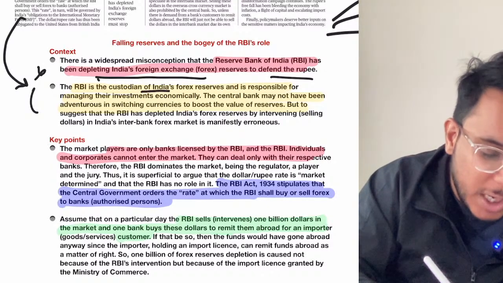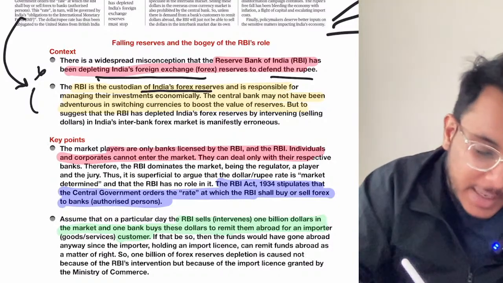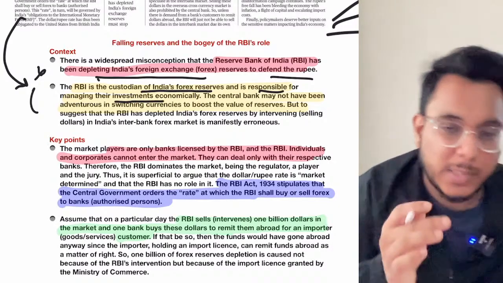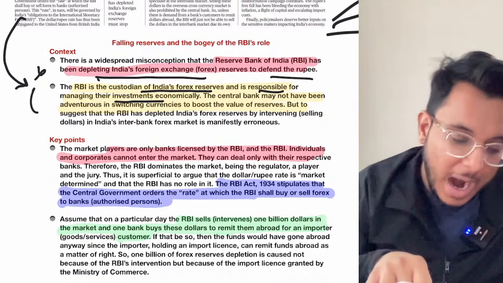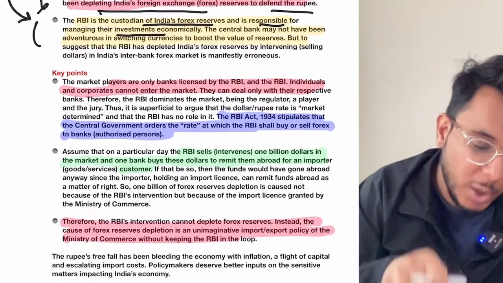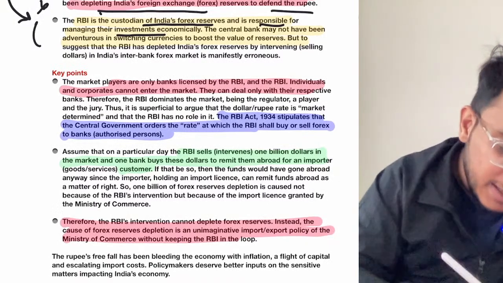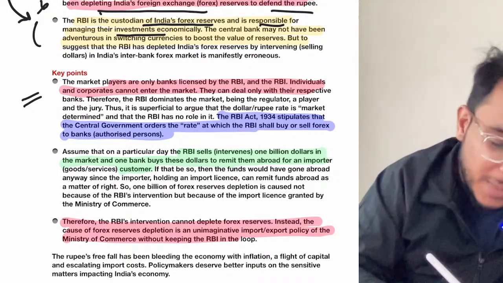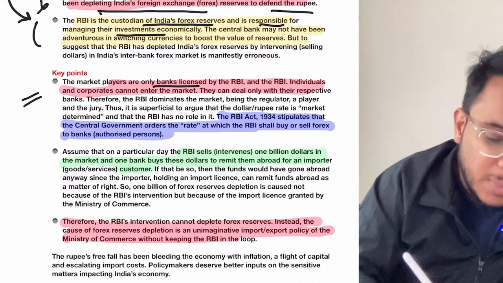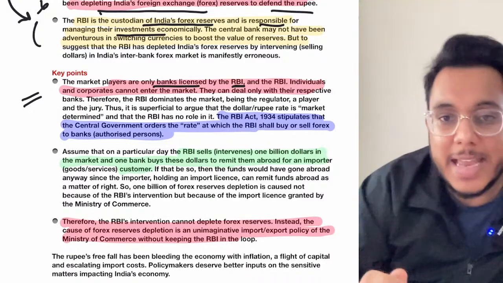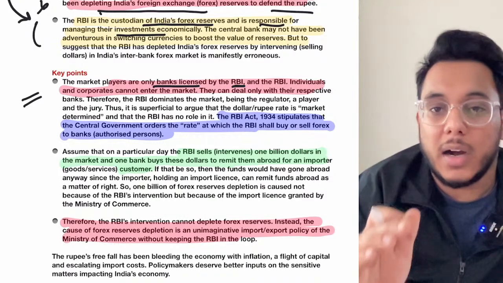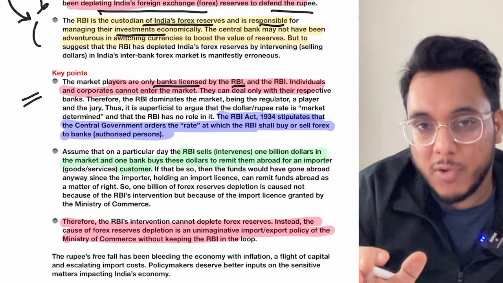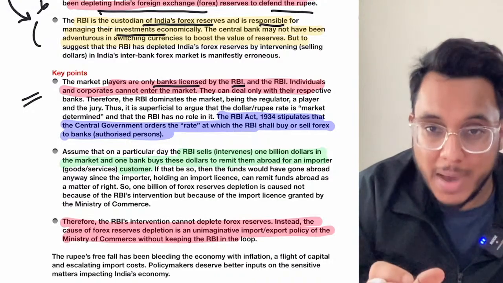India, it is the custodian of India's forex reserve and it is responsible for managing this resource economically and very efficiently. Now, the article is talking about how, in India, basically only licensed banks and the Reserve Bank of India have the authority to manage forex or enter the forex market.